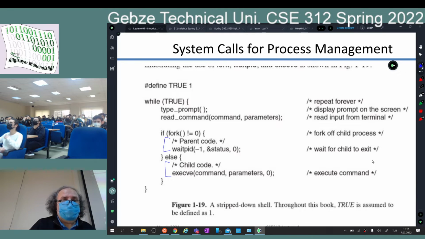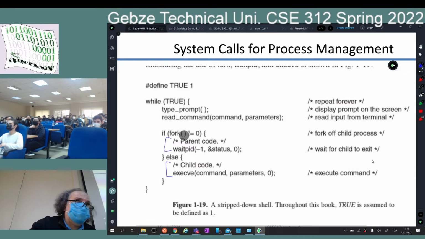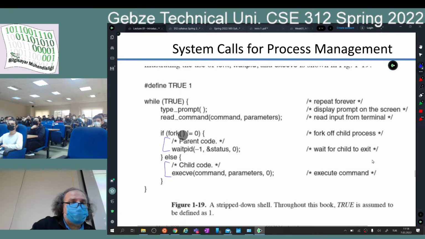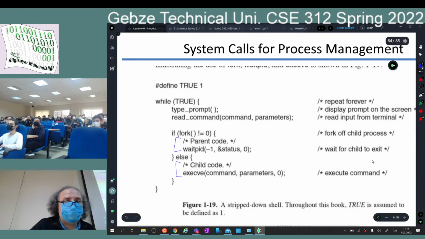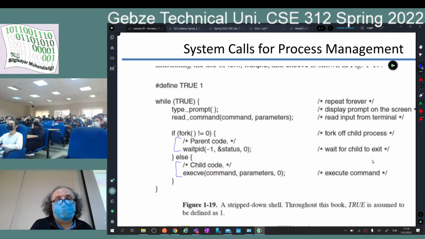Remember, parent and child are two different processes. Since fork returned a non-zero number, which is the process number of the child, I am executing this part for the parent, and this part for the child. That would be the difference. From that point, they are exactly the same program, but they are executing different code. That's how the Unix system is defined. For Windows, it is different. For Unix, it is that way.